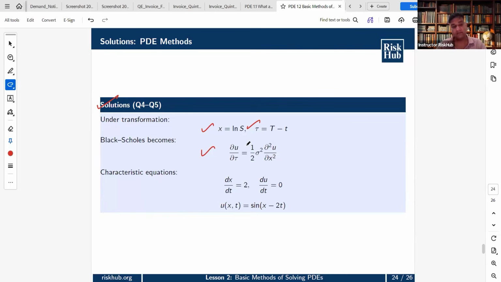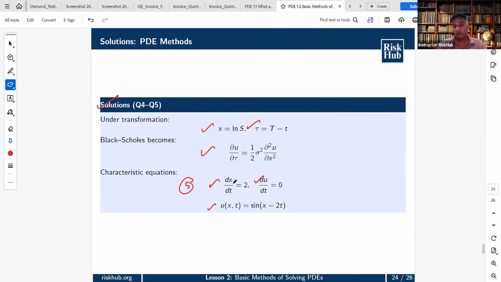For question number 5, please understand the characteristic functions are dx by dt is equal to 2, du by dt is equal to 0. So u(x,t) is equal to sin(x minus 2t). This corresponds to a transport equation where the initial sine wave moves with speed 2. The financial interpretation is the profile is shifted through time without changing its shape. This is useful in simplified transport models, forward evolution, and deterministic roll-down intuition that we need to understand.